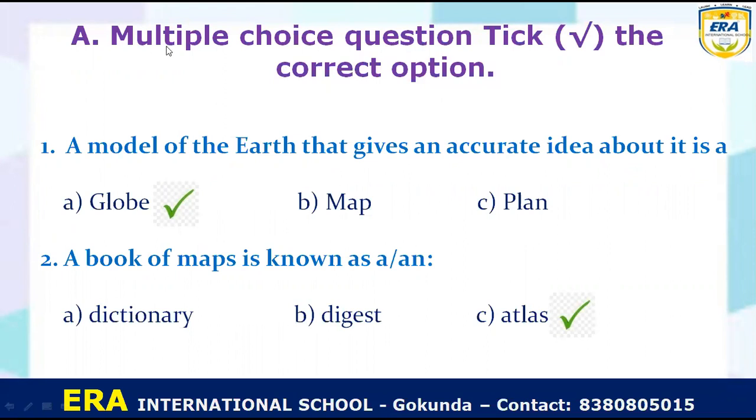Question A, multiple choice question, tick the correct option. Question 1, a model of the earth that gives an accurate idea about it is a globe. So globe is a model of the earth that gives an accurate idea about the earth. Second question, you know the answer, the book of maps is known as atlas. Understand? The book of maps is known as atlas.